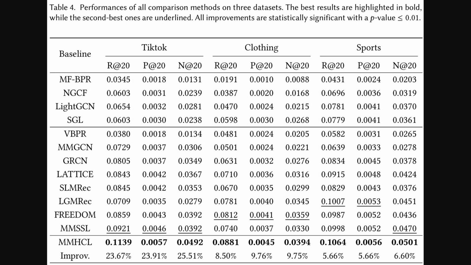Alright, so after understanding that architecture with its user and item hypergraphs and the synergistic contrastive learning, this table, Table 4, really shows us the impact. It compares how well their multimodal hypergraph contrastive learning model performs against other methods on three datasets: TikTok, clothing, and sports. They use metrics like recall at 20, often shown as R at 20, which measures how many relevant items were in the top 20 suggestions, precision at 20, or P at 20, indicating the proportion of those top 20 that were relevant, and normalized discounted cumulative gain at 20, or NDCG at 20, which also factors in the ranking of relevant items.